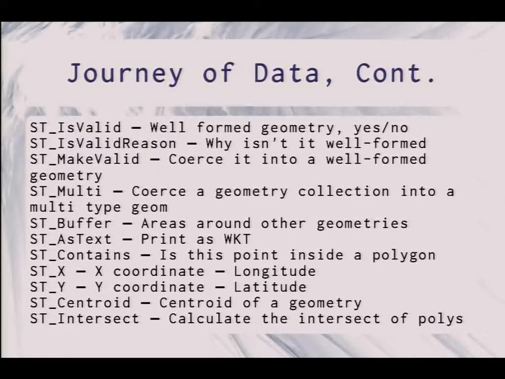So we make use of all of these different PostGIS functions, and these are the top ones. ST_IsValid: is the geometry broken or not? Why is it broken? That's ST_IsValidReason. ST_MakeValid uses an interesting set of algorithms to try and coerce it into a well-formed geometry. Sometimes that comes out in a geometry collection format, which our engine doesn't understand, so we use ST_Multi to clean it up because it will force it into a multi-geometry.